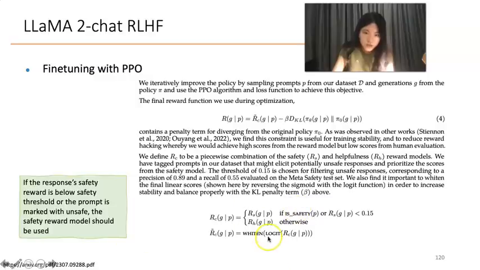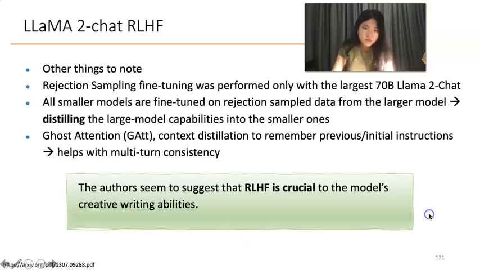And again, here are some other things. It's not the score that's directly used, it's actually the logit before the score that is used, and it is whitened. And other things to note for Llama 2 chat RLHF is that rejection sampling fine-tuning was performed only with the largest 70B Llama 2 chat models, and all smaller models are fine-tuned on the rejection sample data from the large model. Essentially, they are distilling the large model's capabilities into the smaller ones.